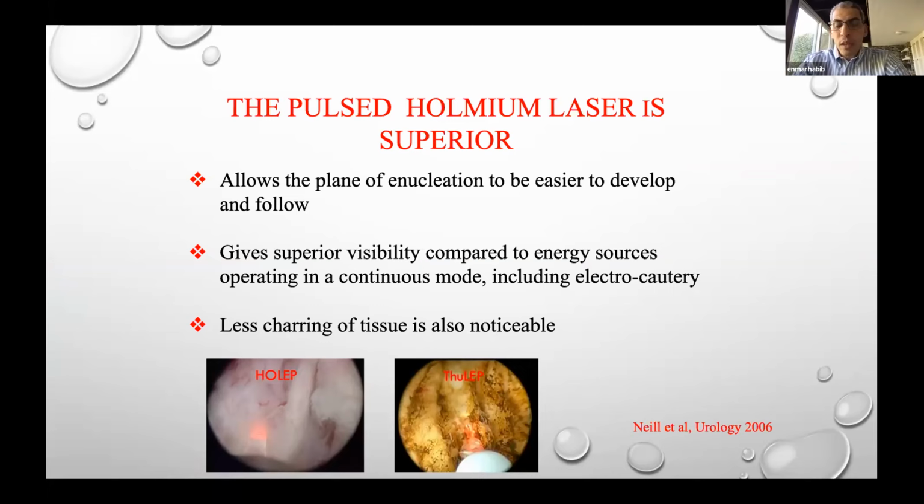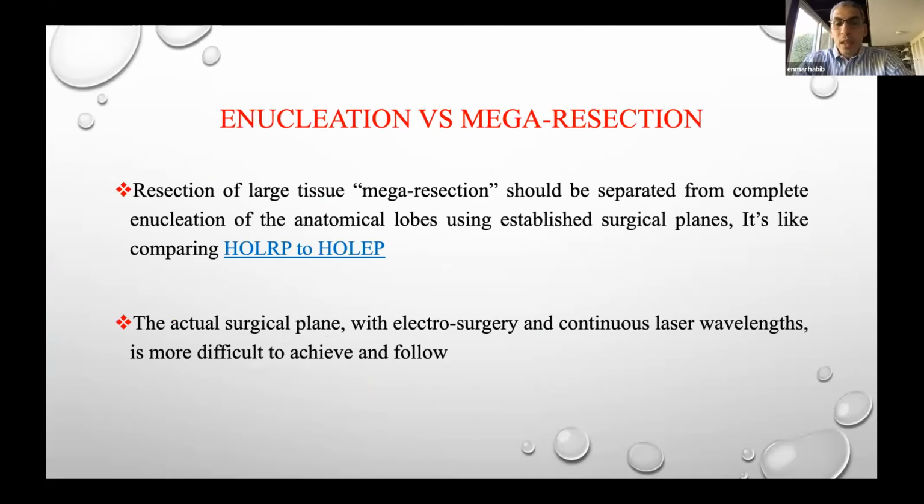And we can see from the 2 photos at the foot of the slide the difference between the plane with holmium and thulium. Thulium has the same wavelength as holmium, but it works in continuous mode. So it was mainly developed for vapor resection of the prostate, and you can see that the plane gets melted. It will be very difficult to develop the plane.